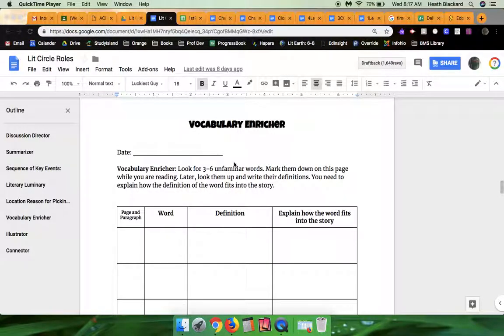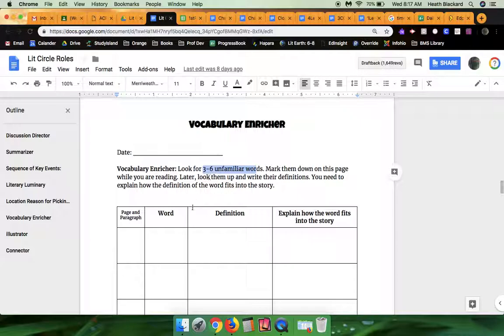Here I'm going to be talking about the vocabulary enricher. When you are the vocabulary enricher, you see the directions here. They're pretty straightforward. We want 3 to 6 unfamiliar words. You're going to put all the work on this page, and you have an example to link in the examples.